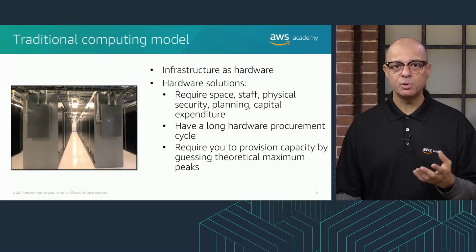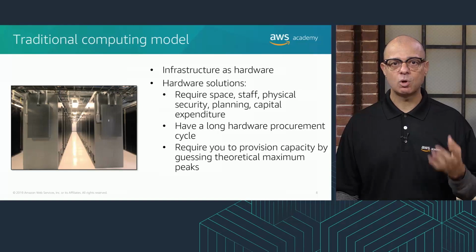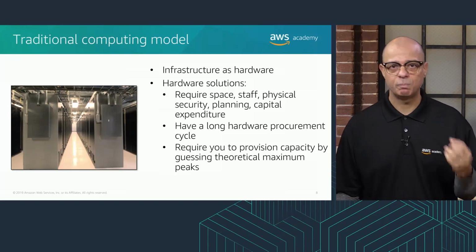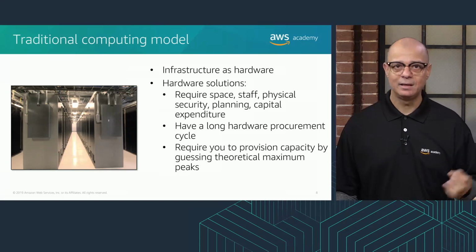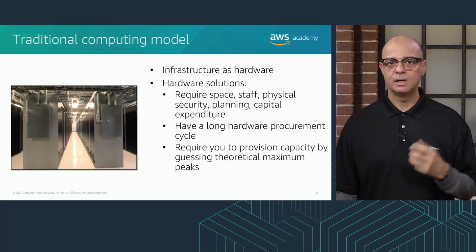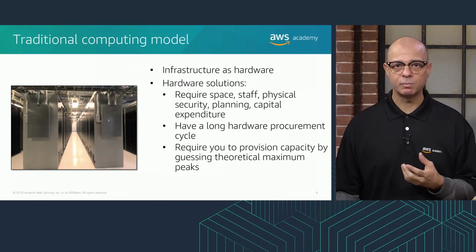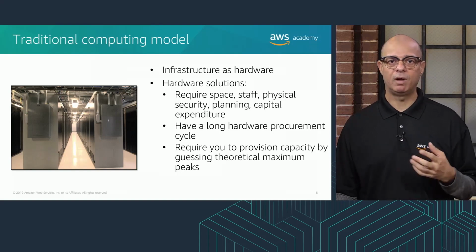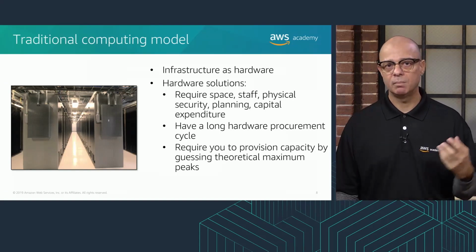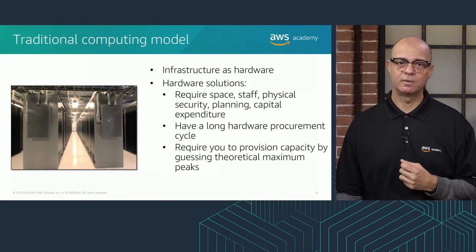In the traditional compute model, infrastructure is thought of as hardware. Hardware solutions are physical, which means they require space, staff to maintain it, physical security, planning, and a capital expense. In addition to significant upfront investments, another prohibitive aspect of traditional computing is the long hardware procurement cycle that involves acquiring, provisioning, and maintaining on-premises infrastructure.